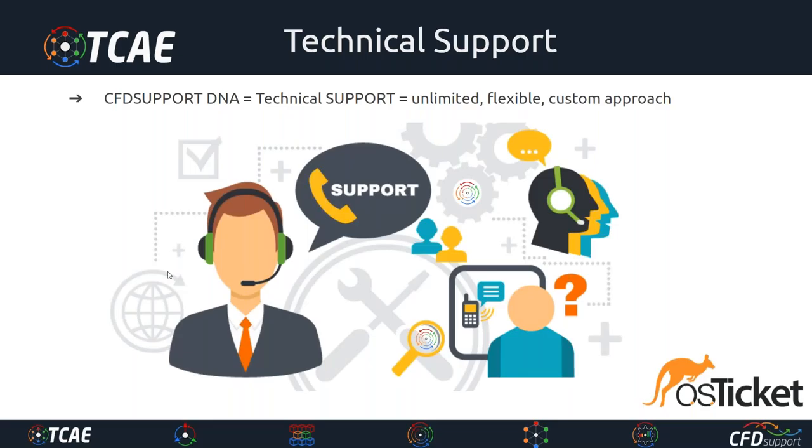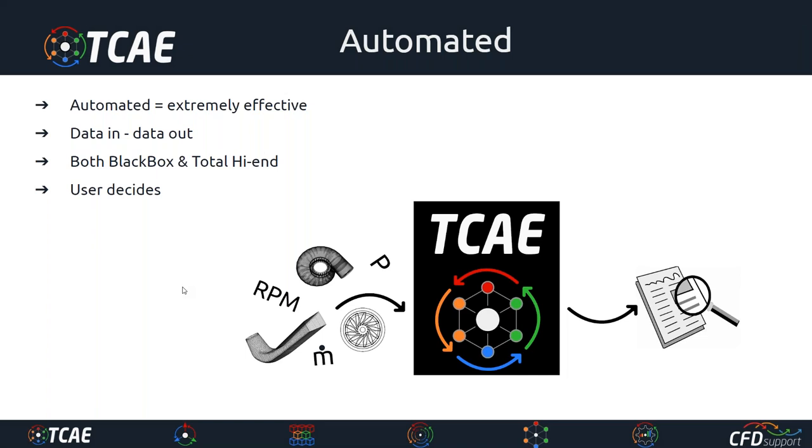TCAE is perfectly automated, so it can be used as a black box. You can put the data in and pull them out, or you can use it as fully sophisticated high-end software where all options are open, even the source code of individual open source parts. It's always the user who decides how deep to dive into the problem or not at all.